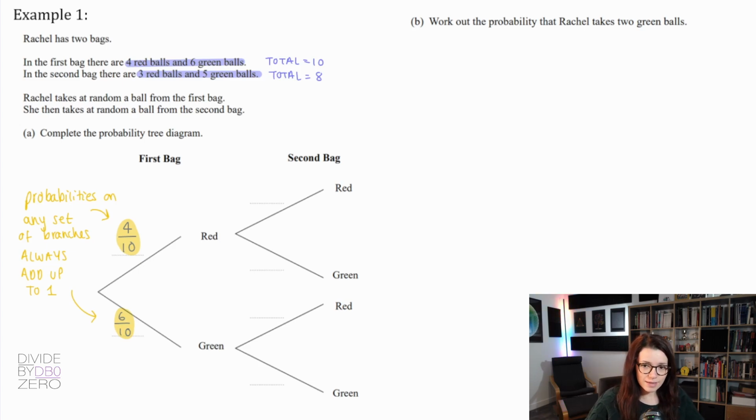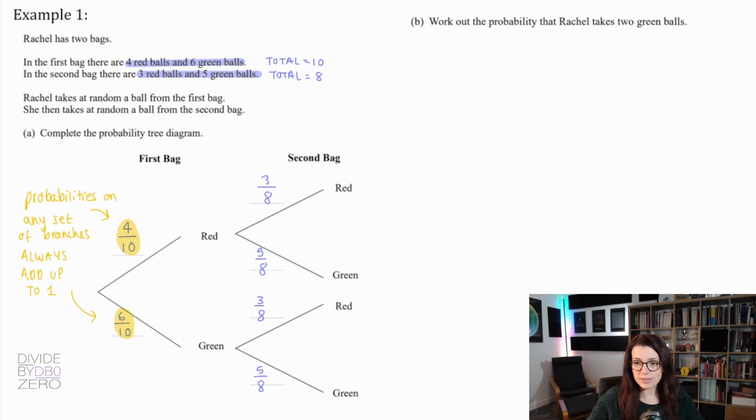If we move on to the second bag now, the probability of selecting a red ball from the second bag would be 3 out of 8. And for a green ball, it would be 5 out of 8. Again, those two add up to 1 whole. We're still talking about the second bag here, so 3 out of 8 for a red ball and 5 out of 8 for a green ball. And that's part A done. That is the complete probability tree diagram.